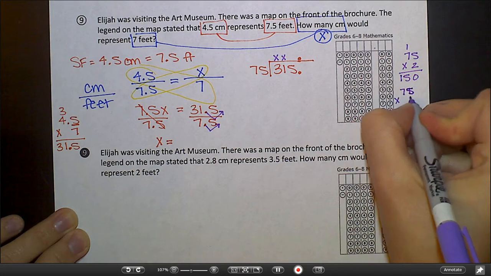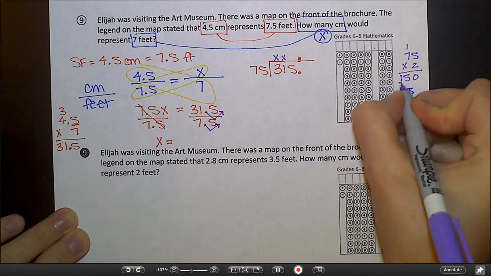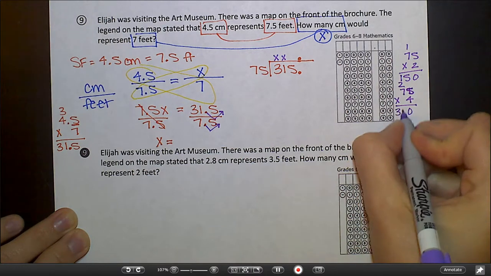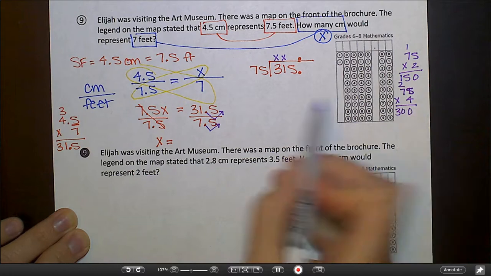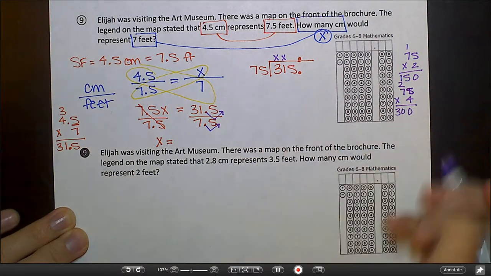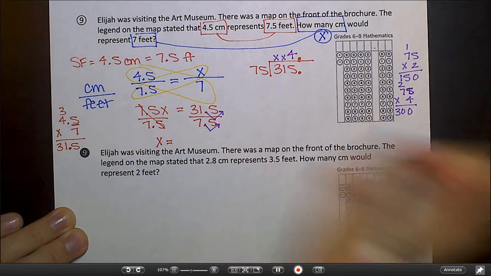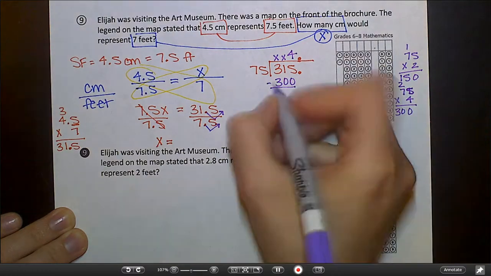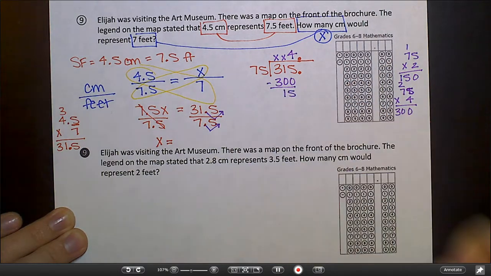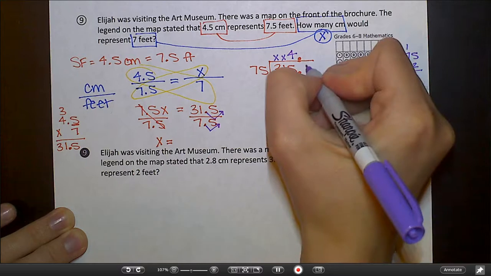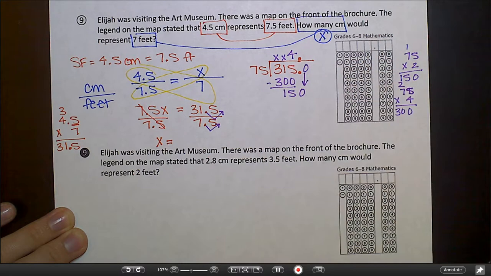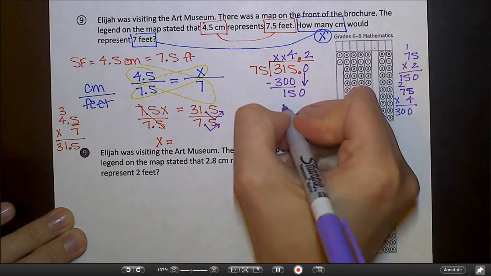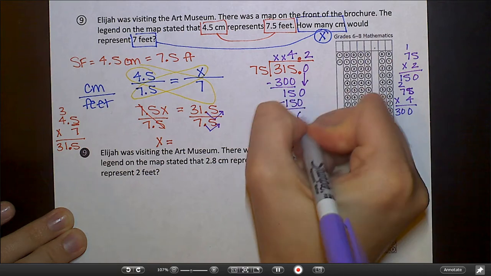75 times 4, that's 20. 4 times 7 is 28. 30, so 300. And I know it's not going to go again because that would be 375. So we're going to put a 4 here. 4 times 75 is 300. When we subtract, we get 15. So we have to put a 0 and bring it down and keep dividing past that decimal point. I already know that 75 times 2 is 150, and I get a 0.